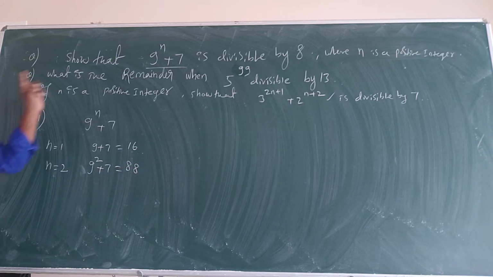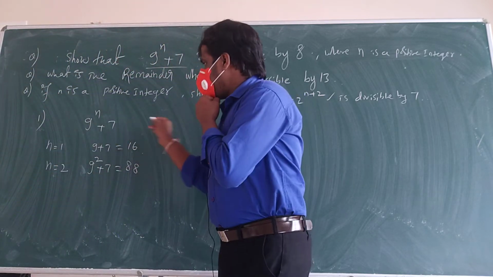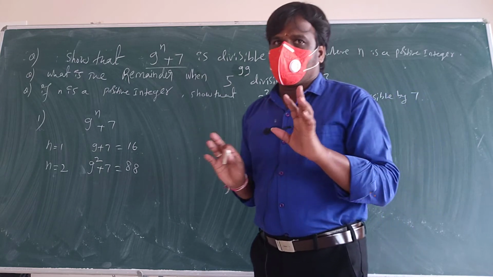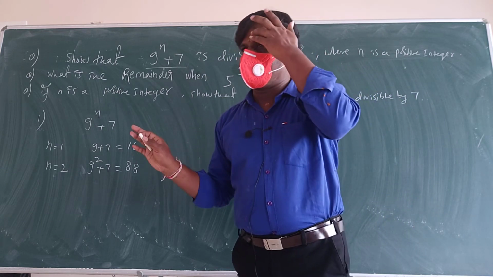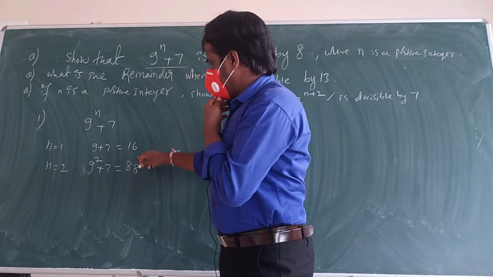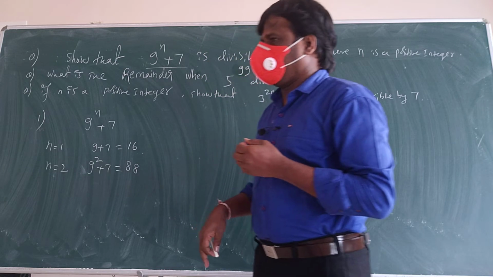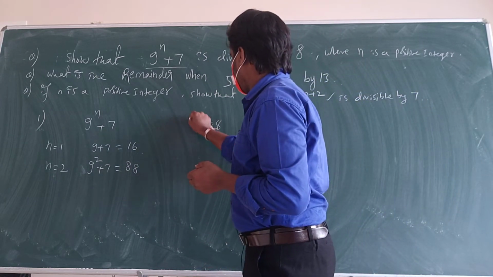I am not explaining the binomial here. We can use the binomial, by binomial we can prove it. But it's a time-taking process, and for JEE purpose it is not required that much. Just find the LCM of 16 and 88. What is the LCM of 16 and 88?